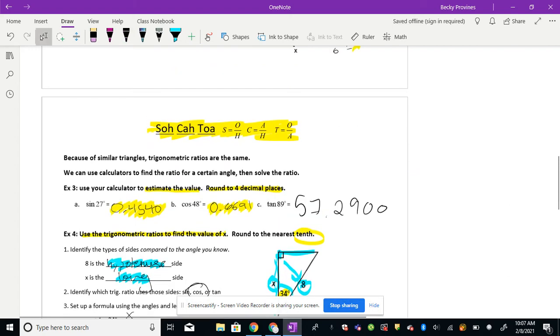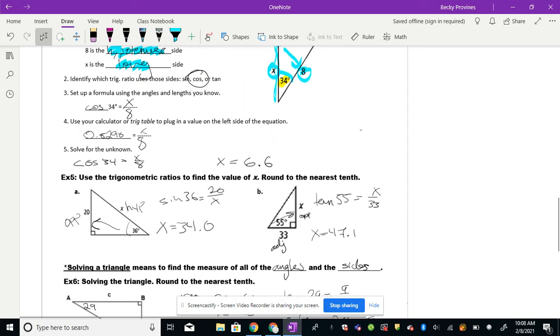So if we go back to our SOHCAHTOA, we know adjacent over hypotenuse is going to be cosine. So we circle cosine, and then we're going to set it up. The cosine of 34 degrees equals adjacent over hypotenuse, which is going to be x over 8. So let's first plug the cosine of 34 into our calculators. We will get 0.8298 equals x over 8, and then we're going to solve.